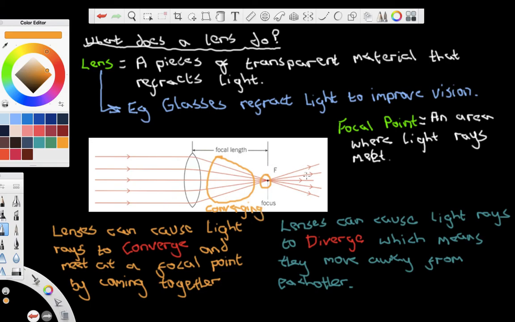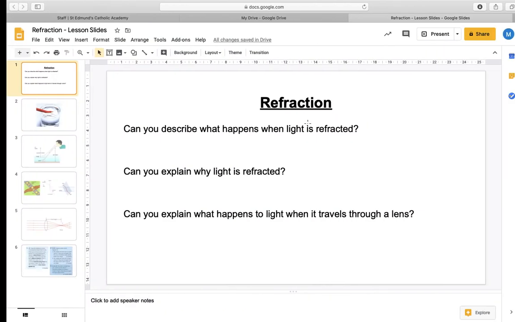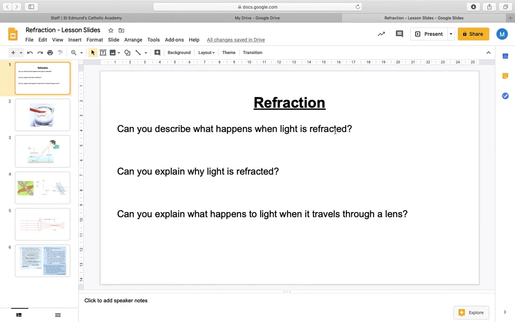Whereas on the other hand, these light rays over here are diverging. They are moving further away. So these are diverging. Right then. So you should now be able to tell me what happens when light is refracted. You should be able to explain why light is refracted, and you should be able to explain what happens to light when it travels through a lens.